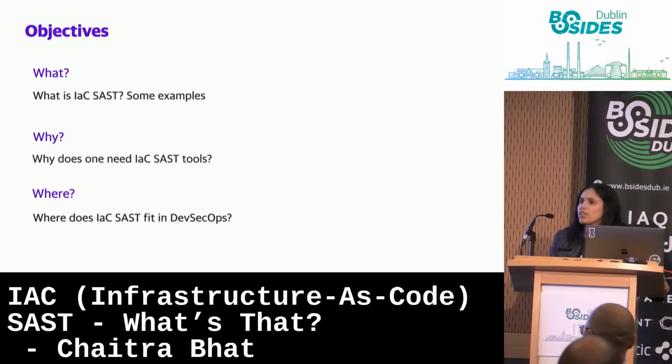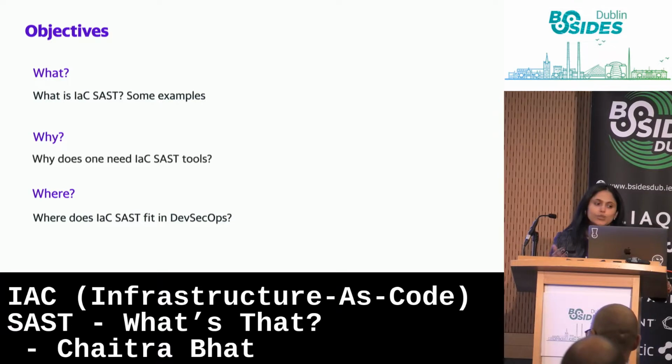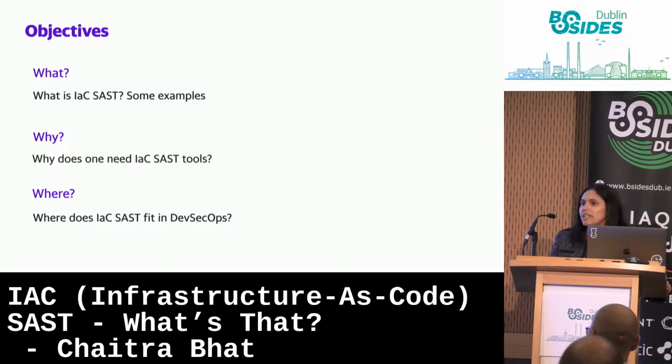The main objectives for this talk are to introduce you to IAC SAST, give you some examples of IAC SAST tools out there, and to answer some obvious follow-on questions of why do we need IAC SAST, and where in our DevOps cycles would these IAC SAST tools fit in?